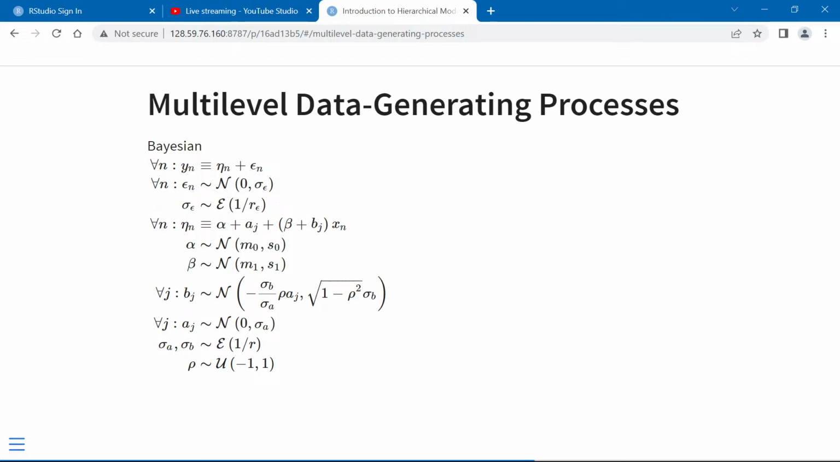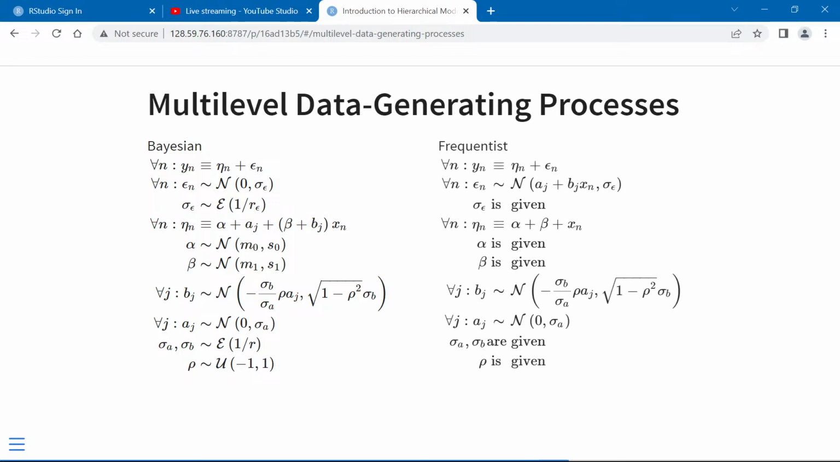So this means a bivariate normal prior on the a sub j's and the b sub j's. And then we're also going to have a prior on the standard deviation of the a's and the standard deviation of the b's, which can be exponential or whatever, could be uniform. And a prior on rho, which governs the correlation between A and B in the same group, which is also an unknown that we want to estimate. So that's not so different from what we've been doing.